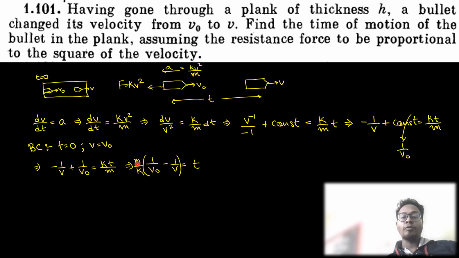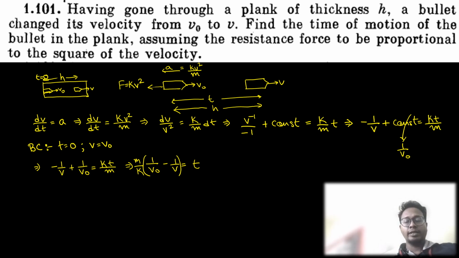But I have a problem out here. The variables m and k are not present in the question. There is no variable m or k; these are constants I introduced. What is the variable introduced in the question? It has gone through a plank of thickness h. That means this length is h, or the distance it traveled in time t is equal to h. So somehow you have to convert m by k in terms of v naught and h.